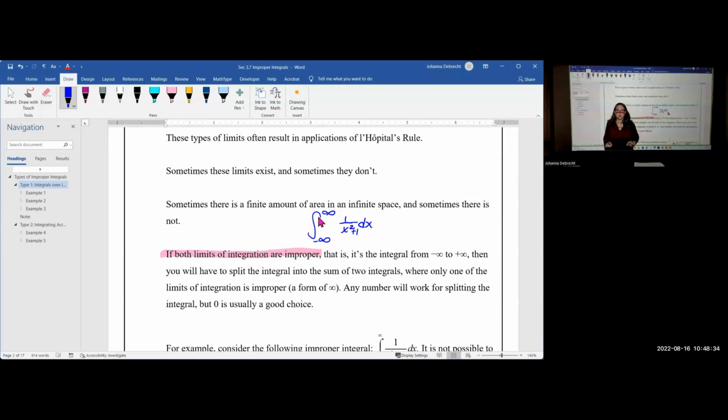And now the only problem I have to worry about is type 1, which is the limits of integration are improper. But again, if I'm going to do that, I can only replace one at a time. So what do I do? I've got 2 to replace.